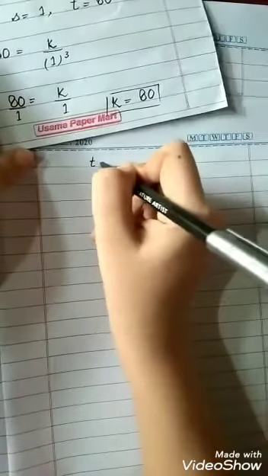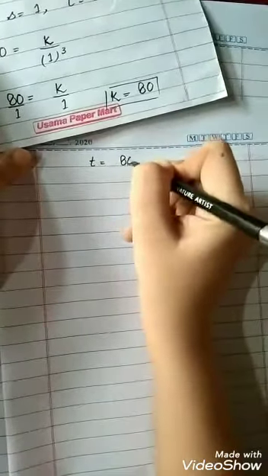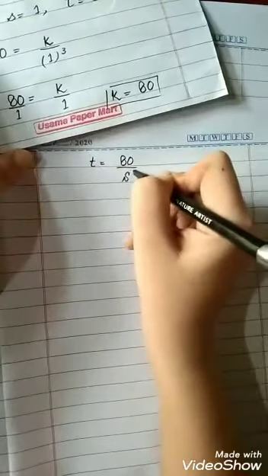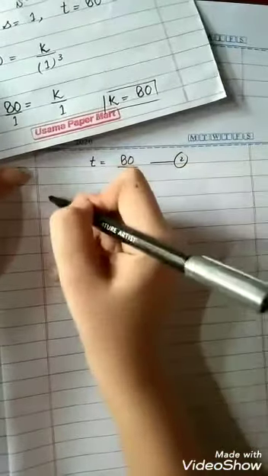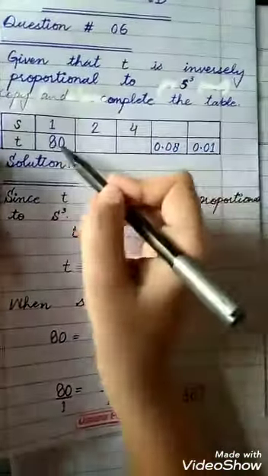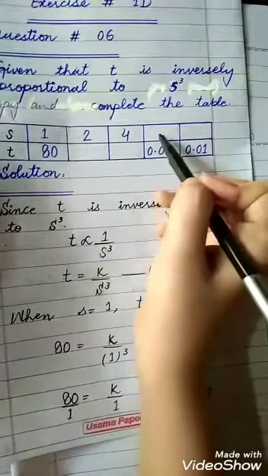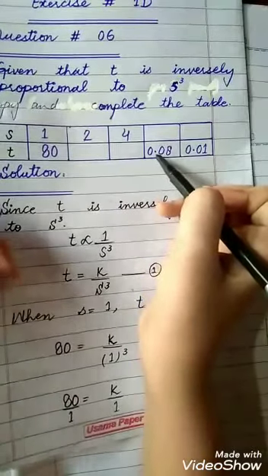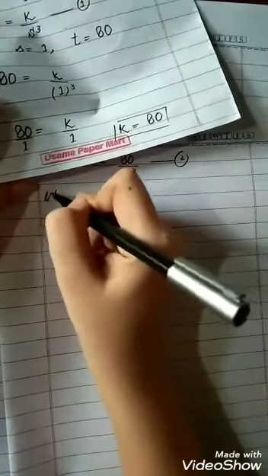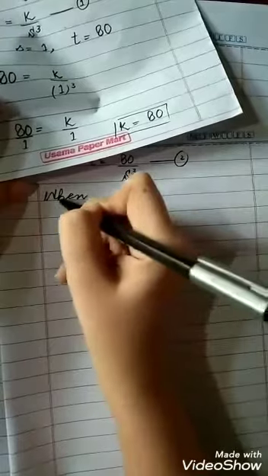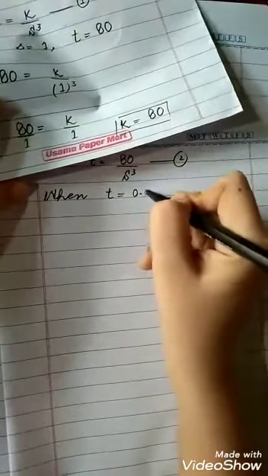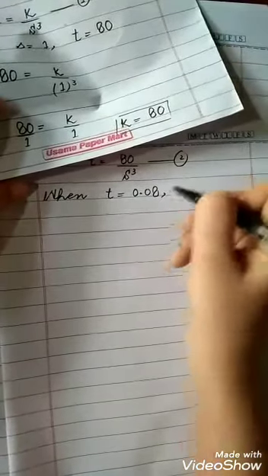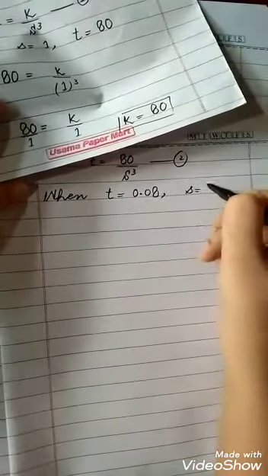Then t is equal to 80 by s cube. It's our general equation. Now students, we will use a t value and find the s value. The t value is 0.08. And what we have to find? s. We have to find s.